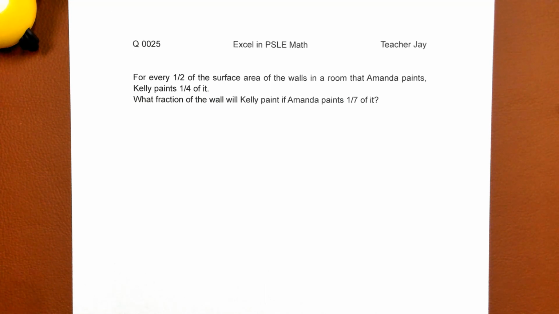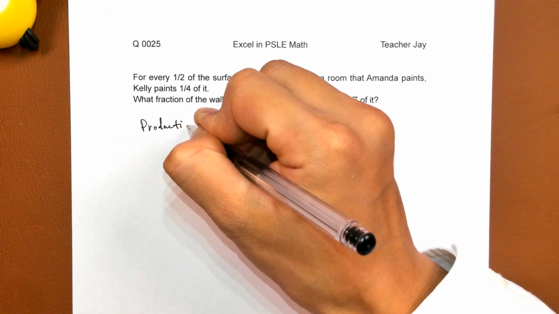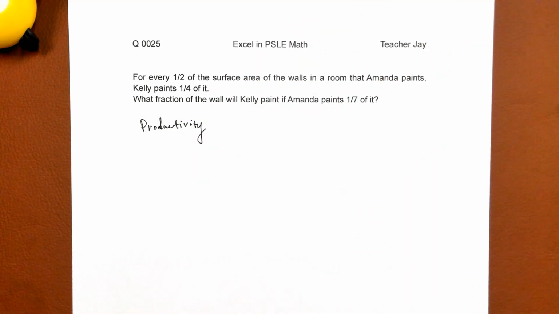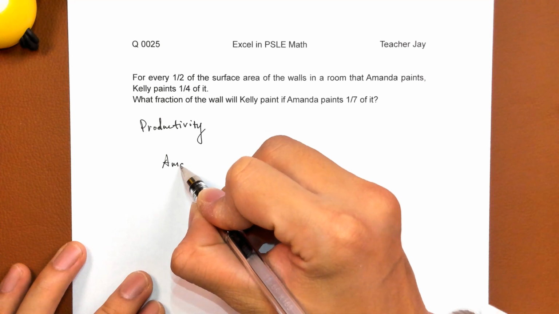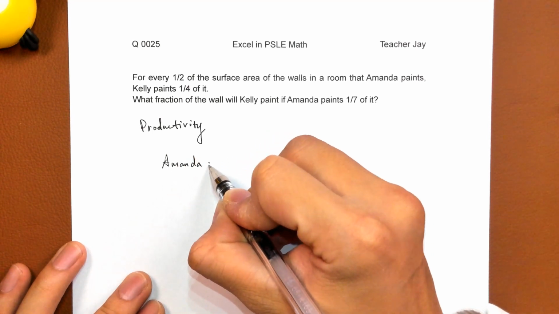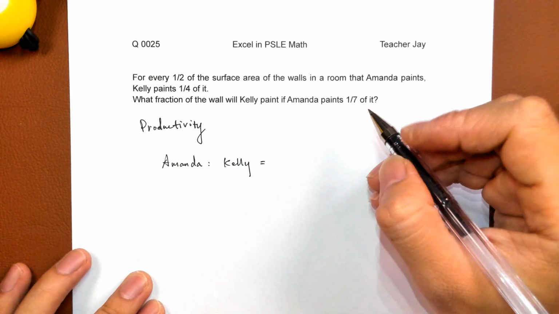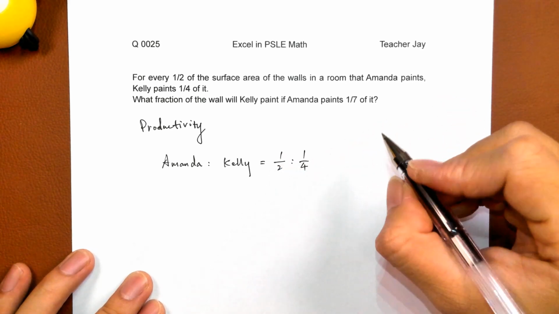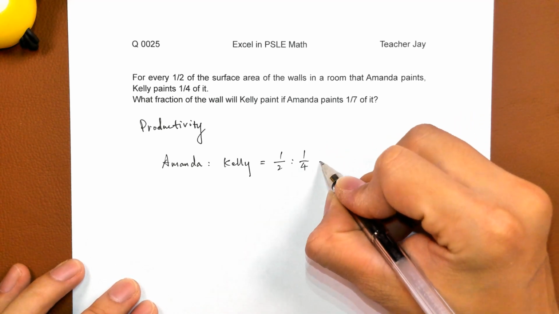This question is about productivity. That means the working rate for these two people to paint the wall. And Amanda, of course, compared to Kelly, Amanda's working rate is faster. We can see this is 0.5 to 1/4. That is 2 to 1.